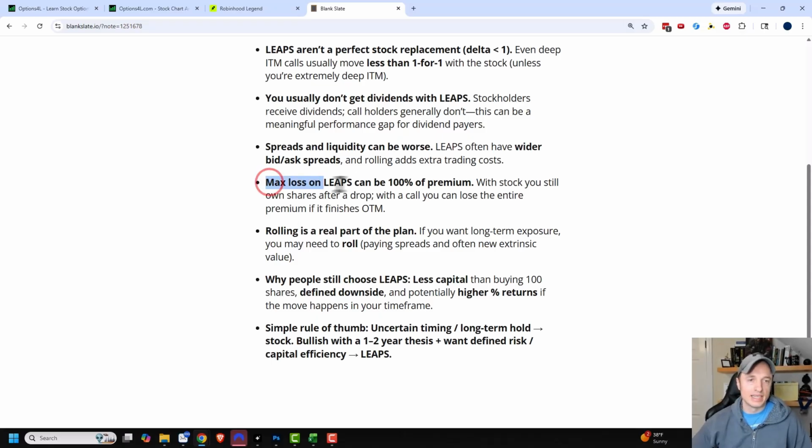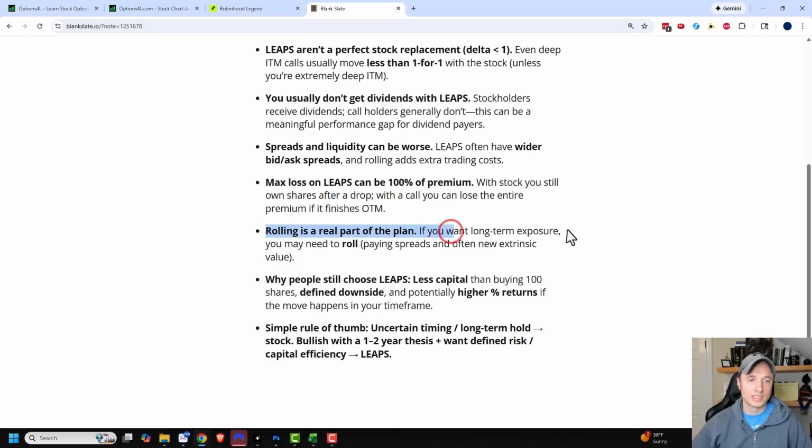Now, max loss on LEAPS can be 100% of premium, so your option can be worth $0 at expiration. Now, with stock, you still own the shares after a drop, but the value that you lost on your shares may be more than what you lost on the LEAPS option. So sometimes LEAPS options actually kind of save you money or prevent you from losing more money than owning the stock.